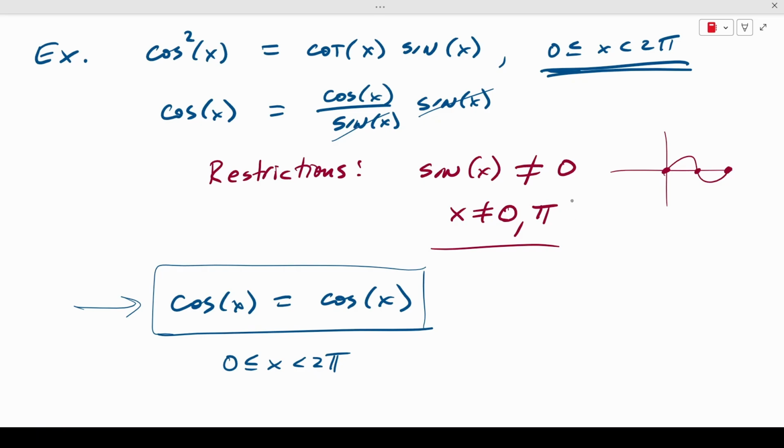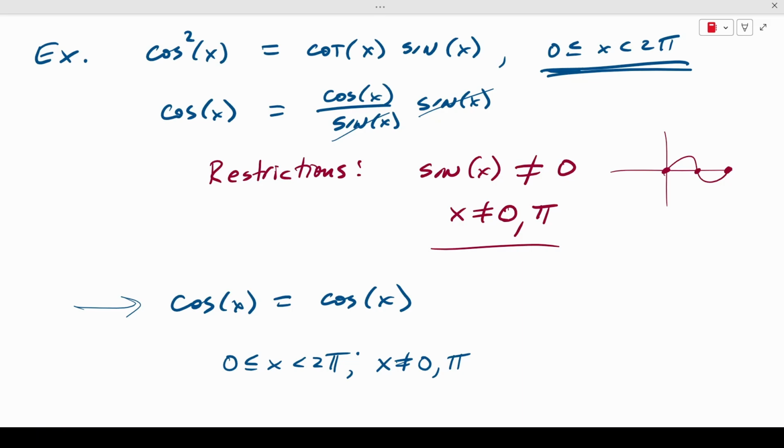However, I also have these restrictions. So in fact, my final answer is going to be all the x's between 0 and 2 pi, including the 0, except not x equaling 0 and not x equaling pi. This is the solution. What a fascinating question.